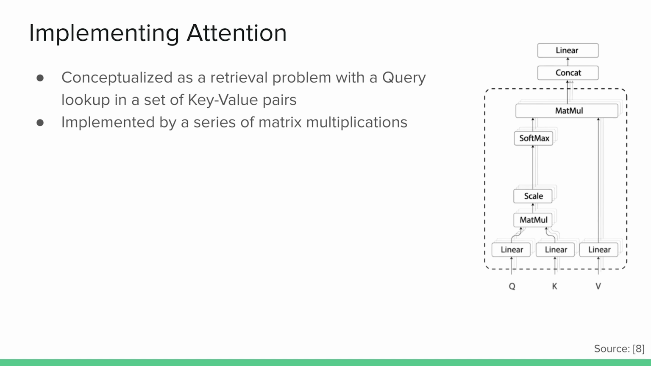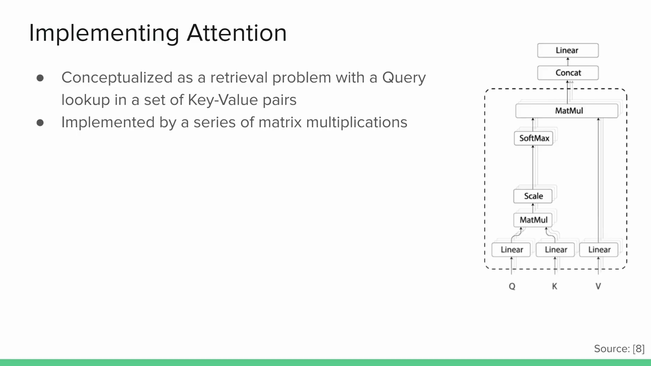So a retrieval problem we can formulate by 3 inputs: a query, a key, and a value. Think about when you go on a search on the web for something, the word that you type in would be our query, and then we have key-value pairs. So the key identifies the thing that we're looking for, and the value is the underlying number that we're really interested in. And for our attention mechanism, we can implement this kind of concept by a series of matrix multiplications.